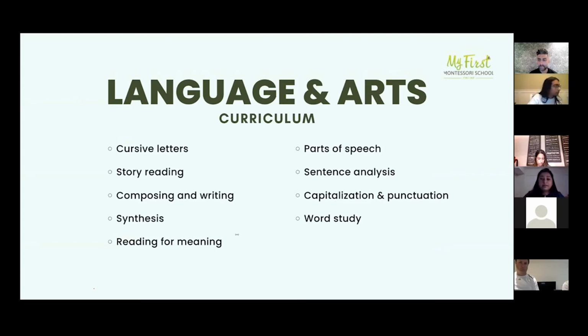Then there'll be different novels, there'll be different story readings that we're going to do together. That not only includes fictional books, but it also includes biographies and autobiographies. Because in Montessori, you push a child out of their fantasy world, you push them into reality. So you want them to be more aware about a person's life, about things that actually exist in nature, and to draw inspiration from there. Then you have composing, writing, synthesis, reading for meaning, parts of speech, sentence analysis, capitalization, punctuation, something that a child is going to need for their reading, writing and analytical skills henceforth.